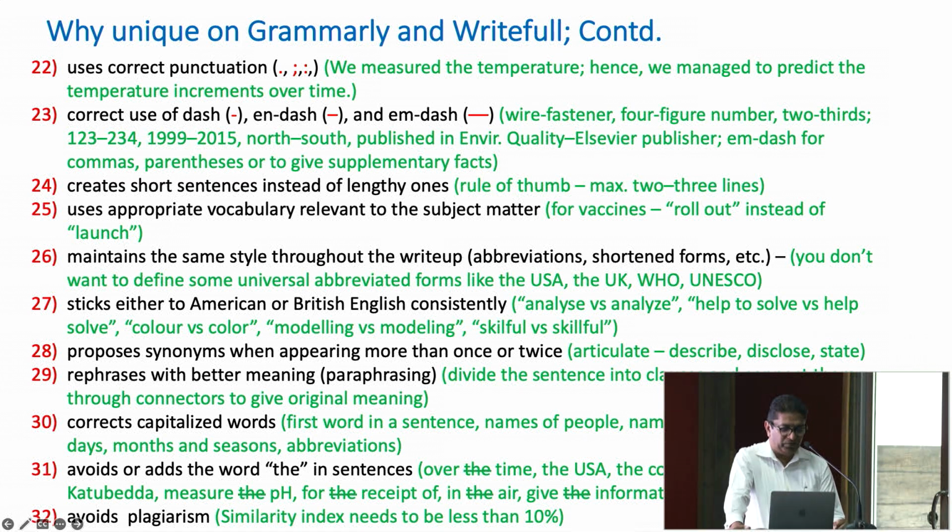Then number 24, create short sentences instead of lengthy ones. Many problems for Asians is we tend to write long sentences. Rule of thumb would be maximum 2-3 lines. 2 would be ideal. I always try my best to finish within 2 lines.